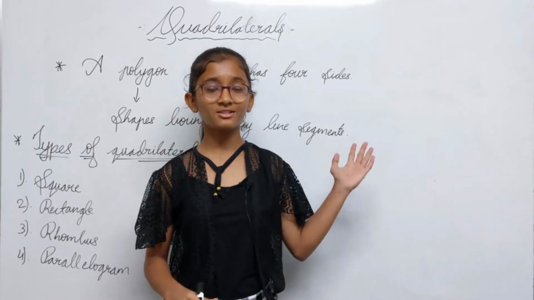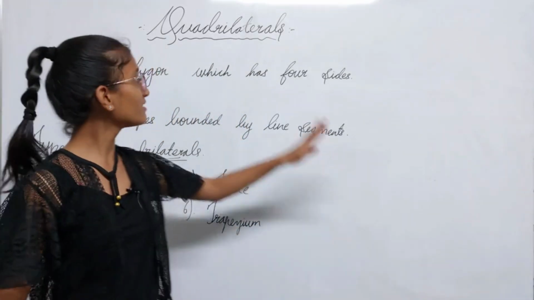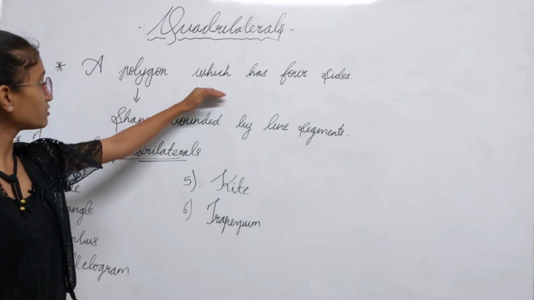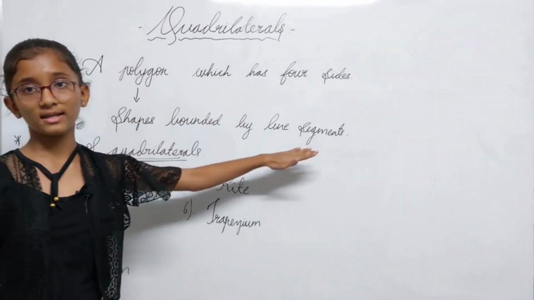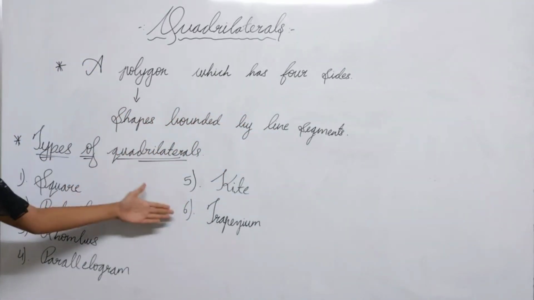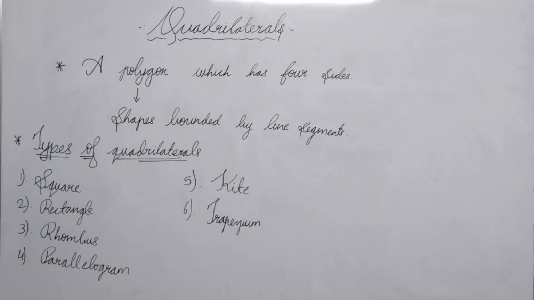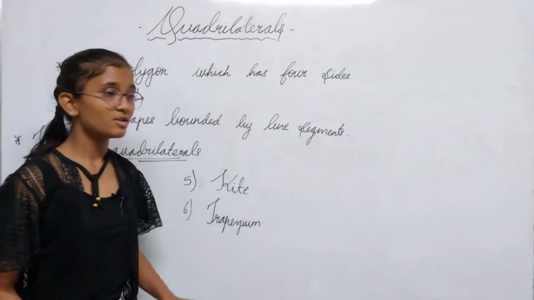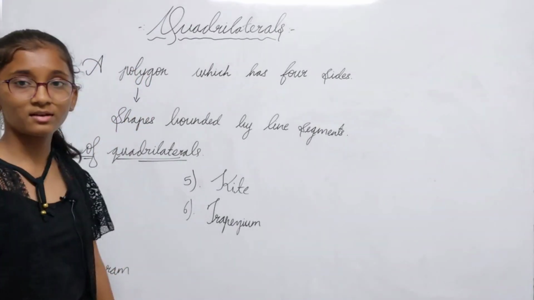So today my topic is quadrilaterals. A quadrilateral is nothing but a polygon which has 4 sides. Here polygon refers to the shapes which are bounded by line segments. There are 6 types of quadrilaterals, namely square, rectangle, rhombus, parallelogram, kite, trapezium. So let us study them one by one.